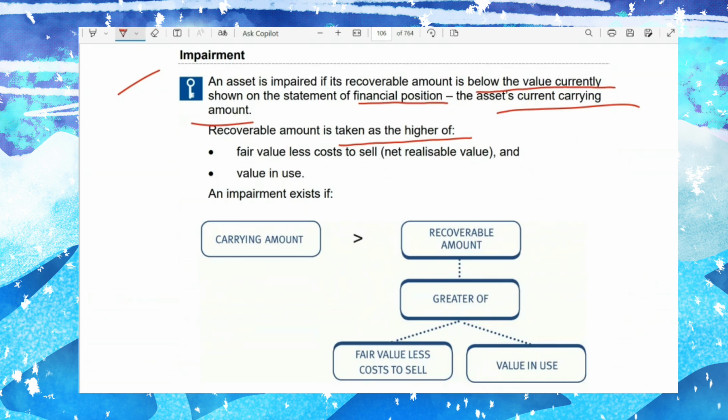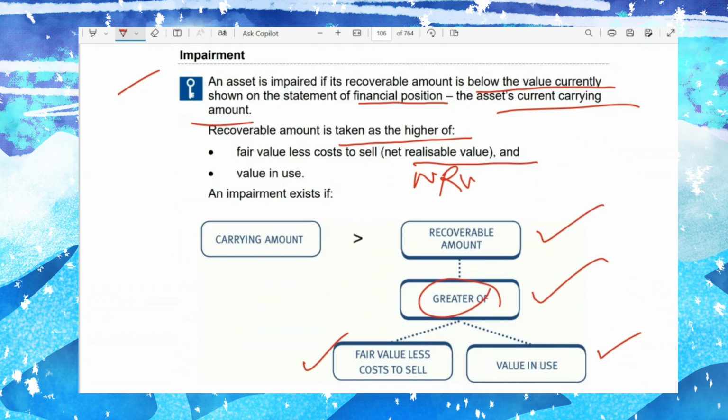The recoverable amount is the greater of the value in use and the fair value less costs to sell, compared with the existing carrying amount. So it should be the greater of the two. If you remember this rule, it will be easier to explain your answer or get your exact figure.